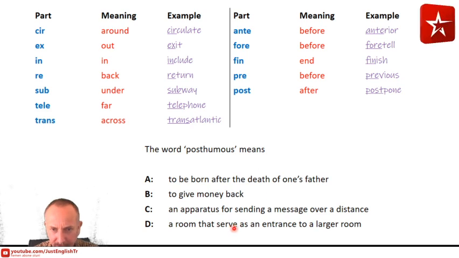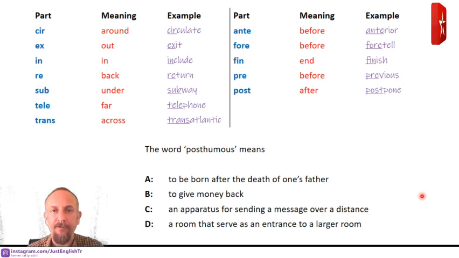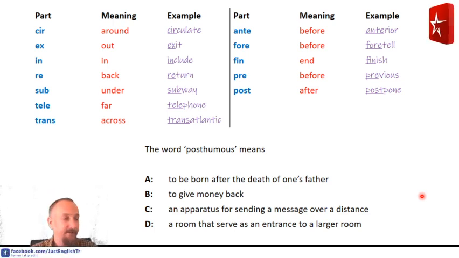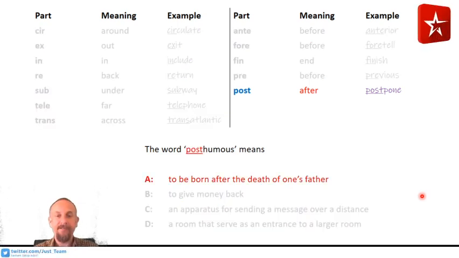Ooh, little spelling mistake down there, Joseph. Oh, we'll see that again. A room that serves, it should be actually. You know, even I make mistakes. So Rena's gone straight in with A. A, very good. You're doing very well. And yes, the answer's A, to be born after the death of one's father.